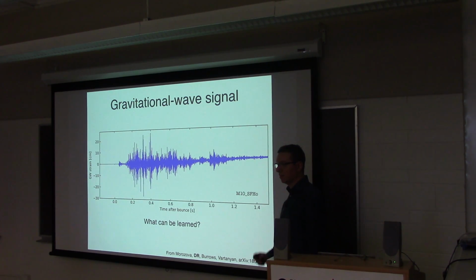Another point is that there is some constraint on the symmetry of the explosion, both from polarization of supernova remnants and from kicks of neutron stars. Yes. And the question is, are these results consistent with these two observations?